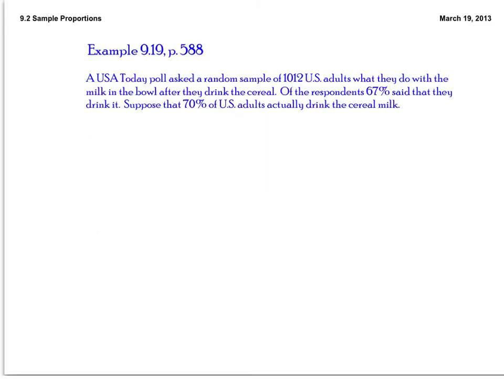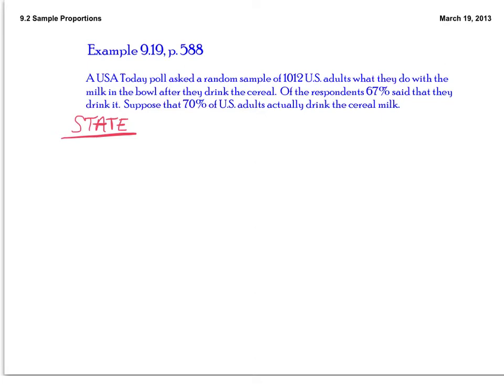We're going to work with example 9.19 from page 588 in your textbook. I'll give you a couple of seconds to read over this. I really want to focus on parts A through C of this question, and that will help us complete the state, plan, do, conclude. We're focused on the question of finding the probability that 67% or fewer respondents would respond that they actually drink the cereal milk, and whether or not we should be doubtful about the results of such a poll. So let's begin with state.